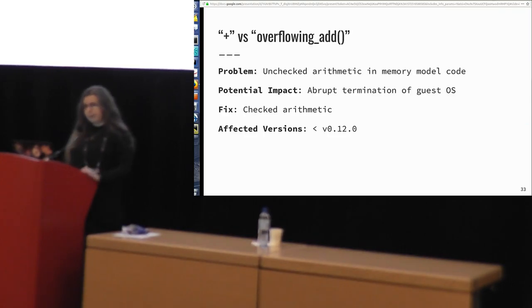So the problem, like I mentioned, was just an addition, super simple. It was in the memory model crate, which is supposed to read stuff into the guest's memory. The potential impact was that if that addition were to overflow, either the data could go somewhere undetermined in the guest's memory and cause it to abruptly terminate, or worse, it could cause the Firecracker process to go down and obviously take the guest with it. The fix was trivial: replaced the plus sign with a Rust native operation called overflowing add, and we merged that fix in Firecracker 0.12.0, but all versions up to that have been affected.